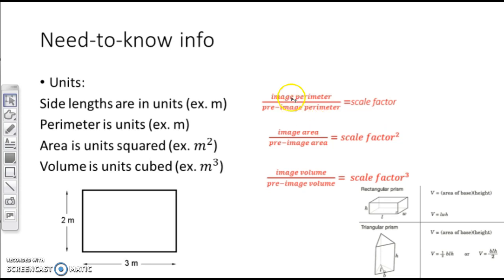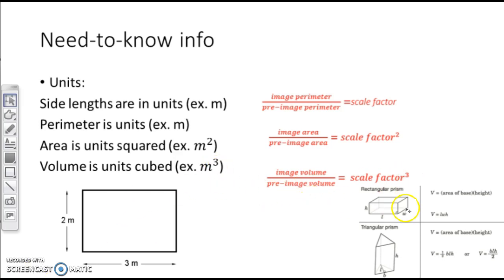If you want to compare perimeters, you set up the ratio and set it equal to the scale factor. If you want to compare volumes, you set up your ratio and set it equal to the scale factor. Not volume, I mean area. Set the area ratio equal to the scale factor squared, because that's the units we use with area. And for volume, you would set up your ratio and set it equal to the scale factor cubed, because that is our units for volume.